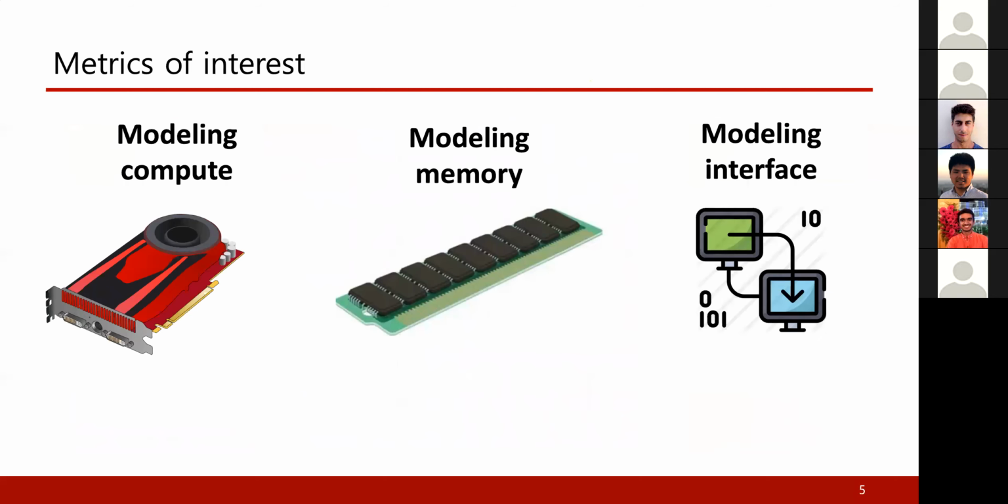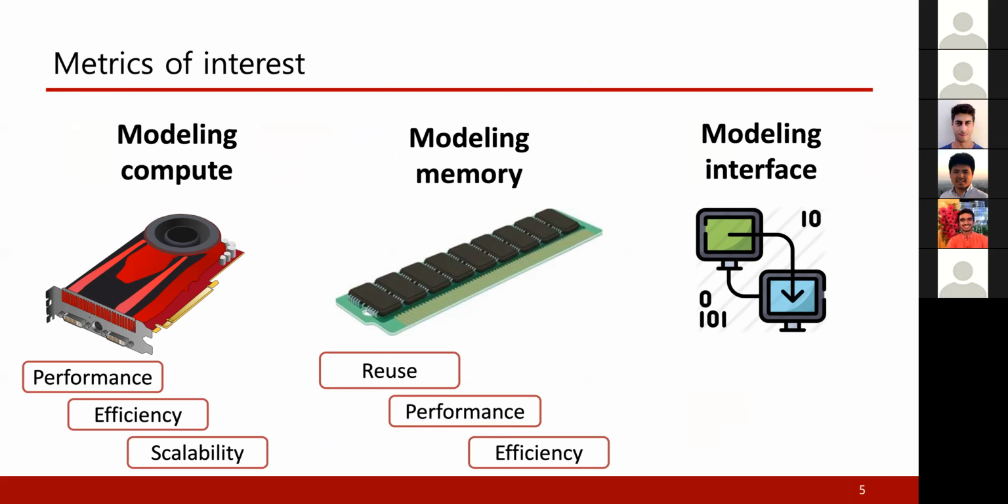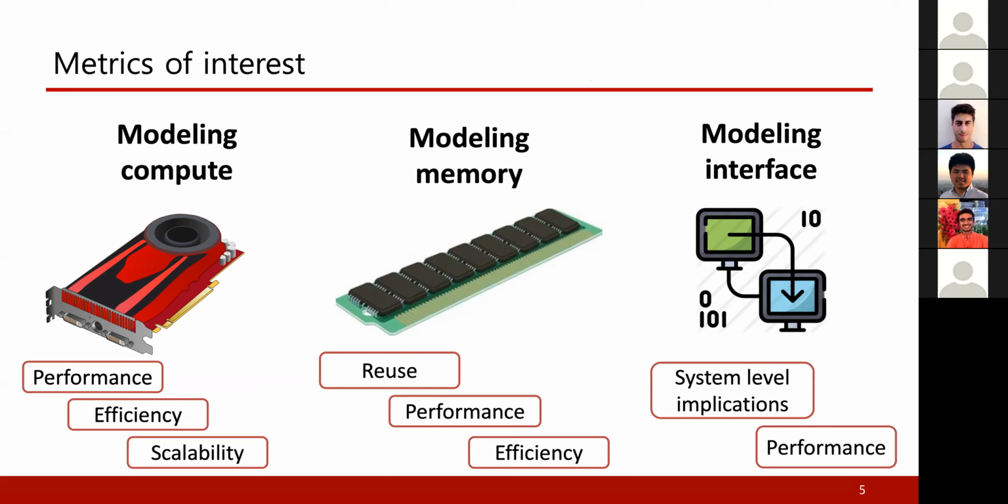So the metrics of interest that we look for in a DNN simulator are three, right? We have to model the compute, we have to model the memory. And since the accelerator works along with the host system, we have to be cognizant about how we are doing in terms of the interface traffic, because that can affect performance as well. So obviously, when we model compute, we care about performance, efficiency, and scalability. In memory, along with performance and efficiency, we care about the reuse factor, which Tushar has talked about. And in the interface, we care about some system level implications and overall how the entire system performs when you integrate it.